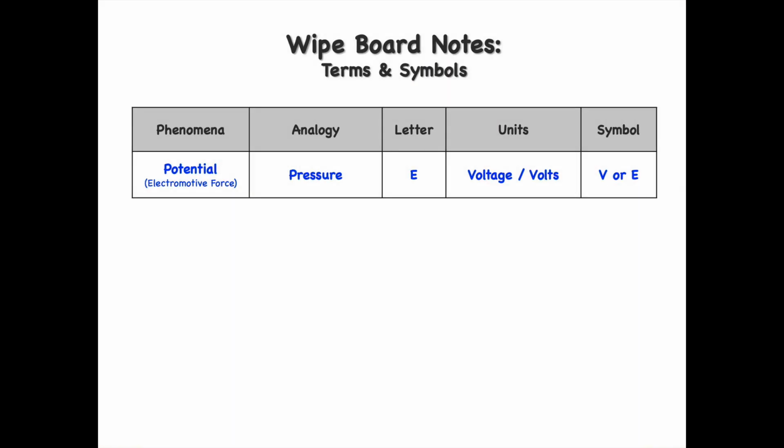Moving to the whiteboard, these are whiteboard notes. These are things that you should know in order to do basic Ohm's law calculations in my classes. What is the phenomenon here? It's potential or electromotive force. What's the water analogy for voltage? It's pressure, water pressure, if you want to think in terms of water. The letter E is the typical term used to define it, but our units are volts, and the symbols you'll see in equations are V and E.